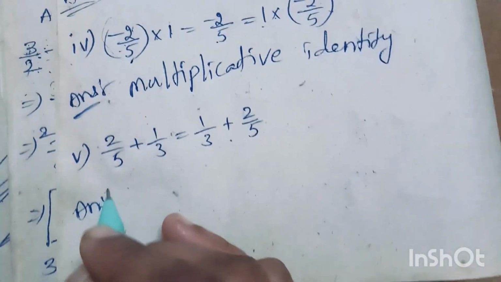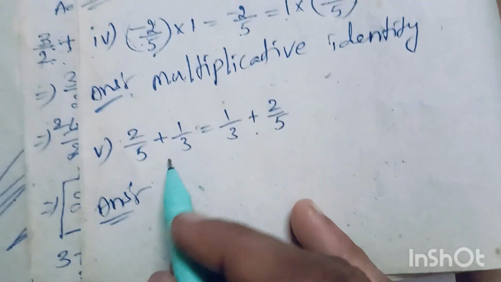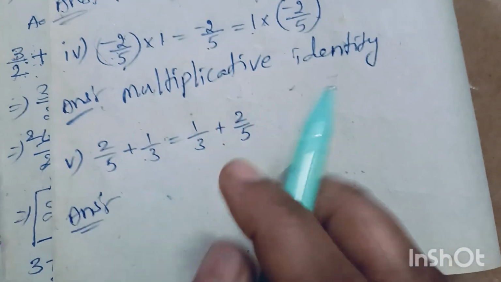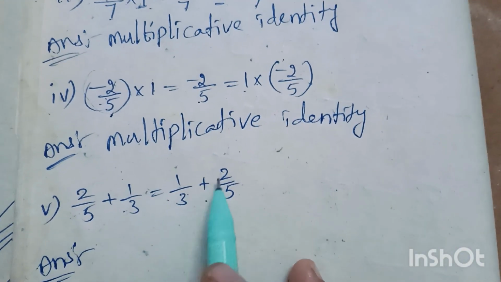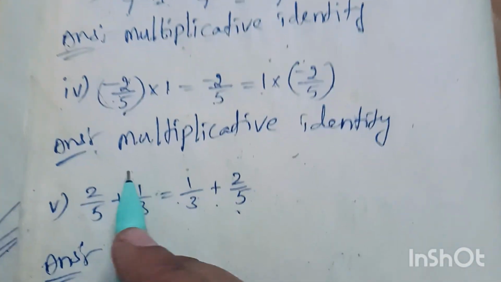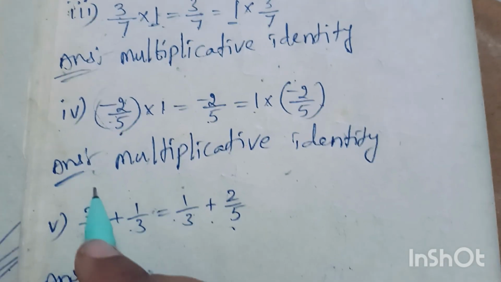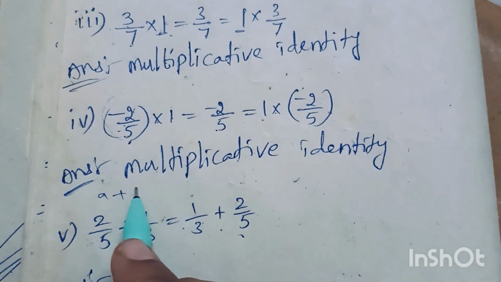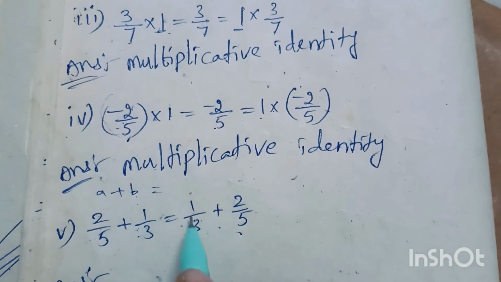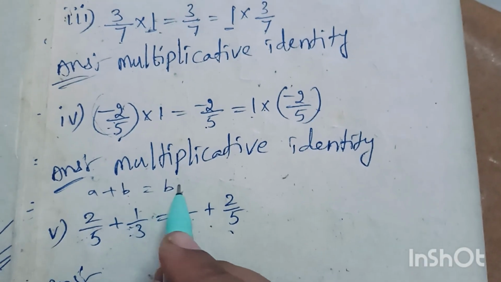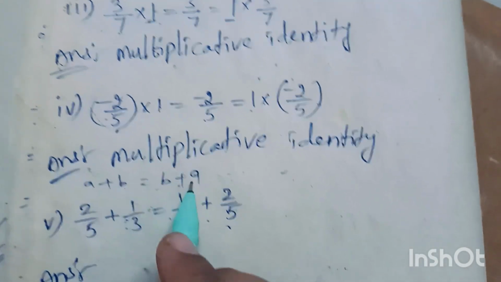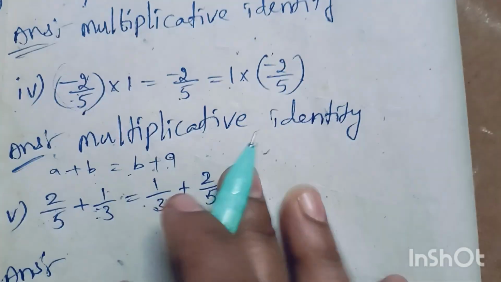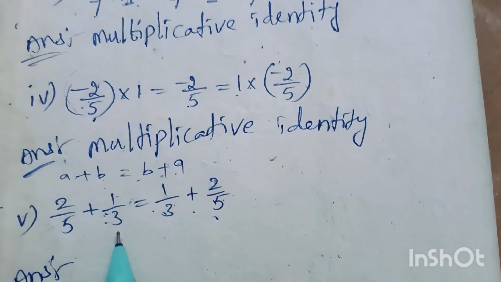Next, the fifth one: 2 by 5 plus 1 by 3 equals 1 by 3 plus 2 by 5. Here, if you compare, 2 by 5 is A and 1 by 3 is B, as we said already. So A plus B equals B plus A. What is the property here? Which property?